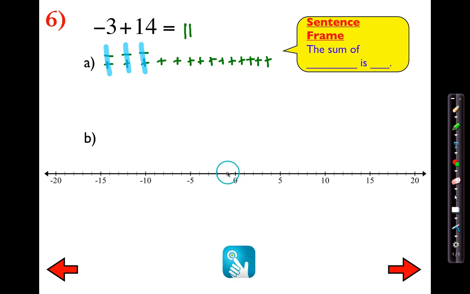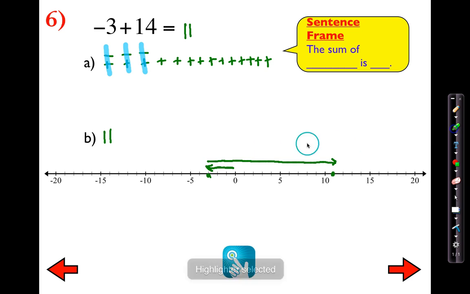But let's check our work and see if that's true with the number line as well. Starting at 0, we're first going to move to -3. Then from there, we're going to add, meaning I'm going to go forward. Notice it's not negative, so I continue to move forward 14 steps. This is where I end up. So what is my answer? Oh, look, my answer is still 11.